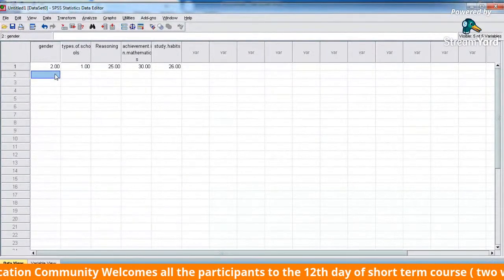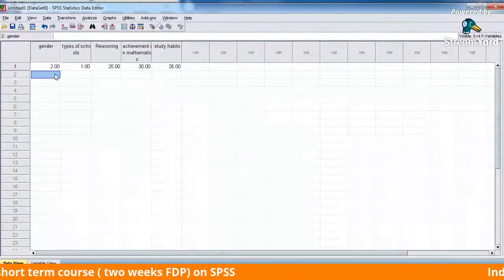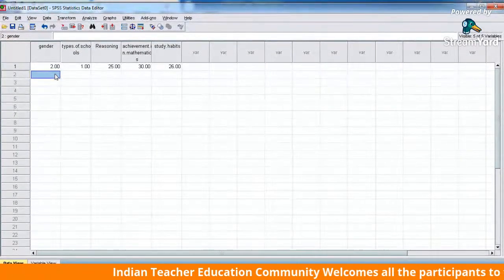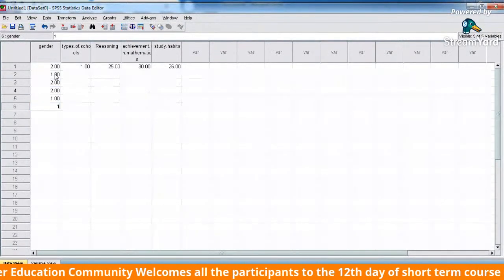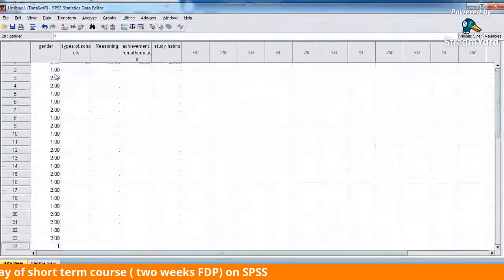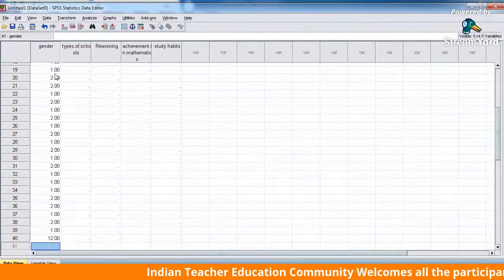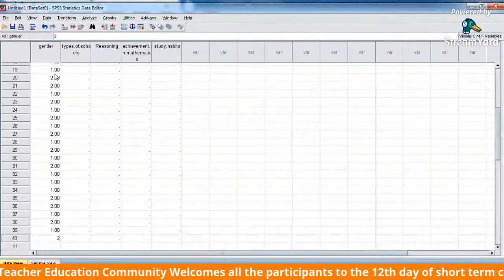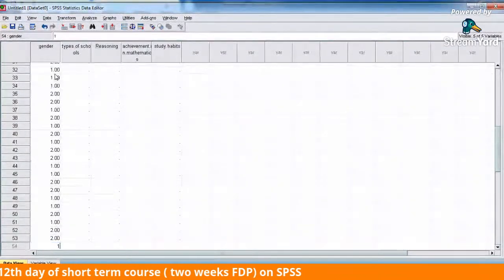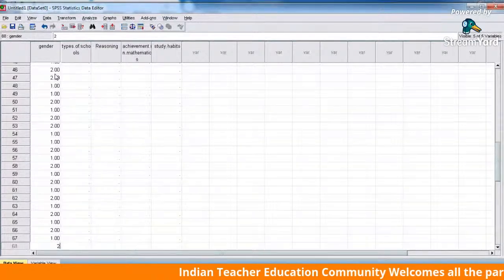So now I am entering the data. I will enter the gender first, and next I will enter types of school, and then I will enter the reasoning data, and then achievement in mathematics data, and study habits. So I'm entering now, and you see. You can keep on entering along with me, whatever you like, and I'm entering whatever I like, because I don't have the real data.